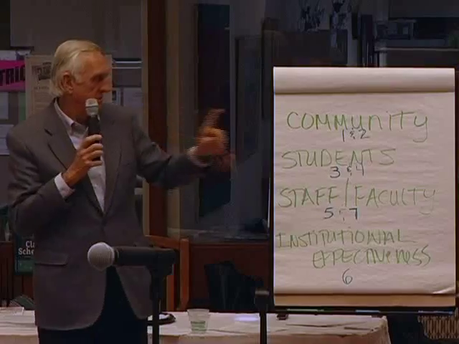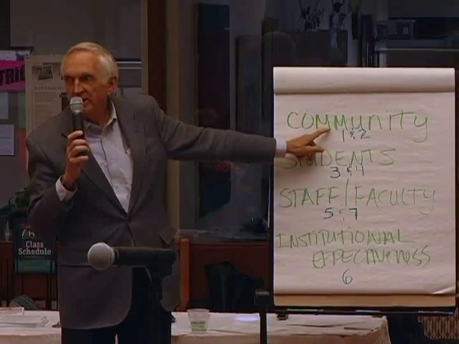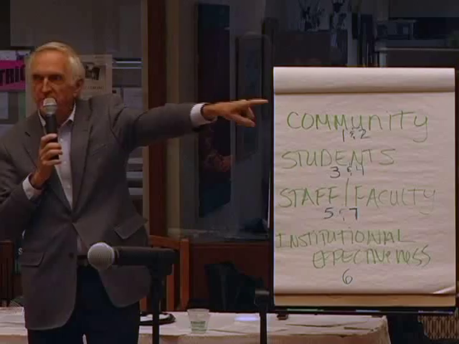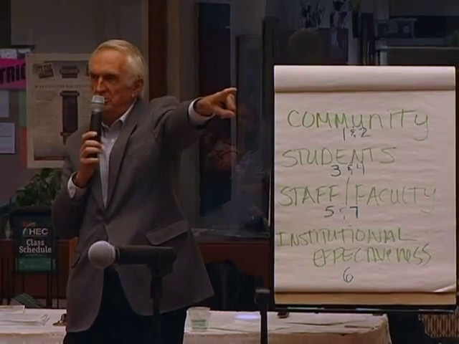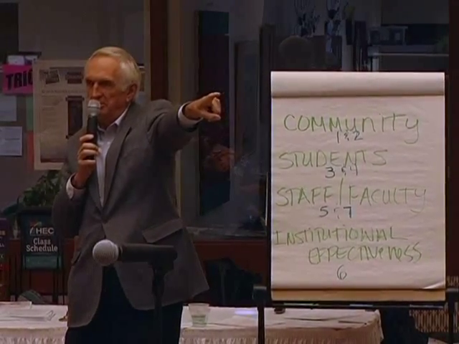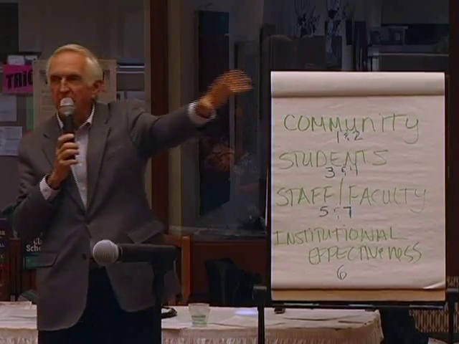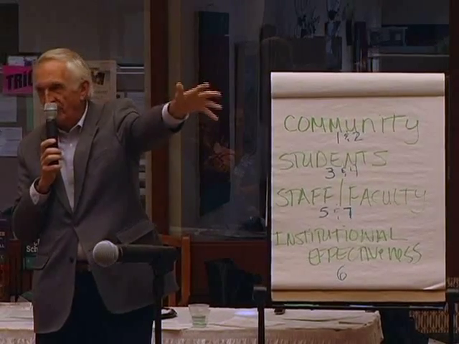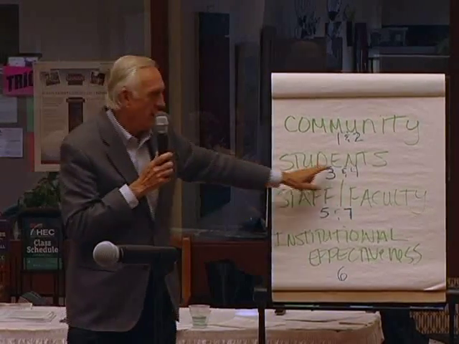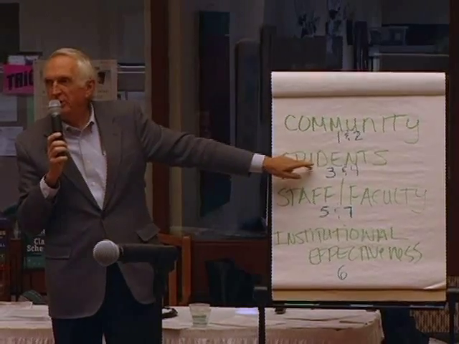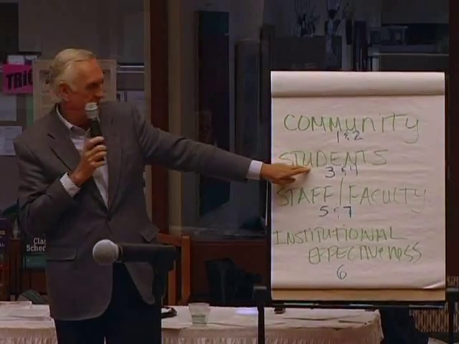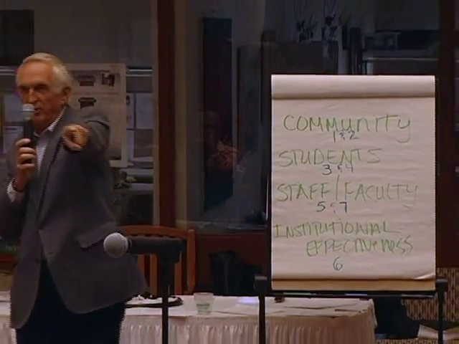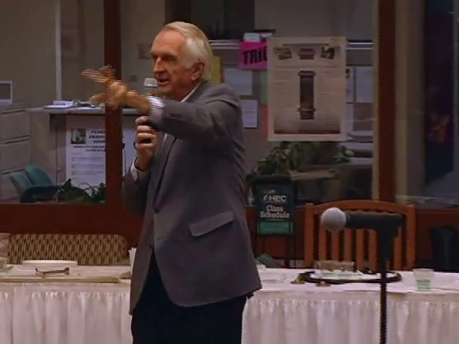The papers that have community at the top go to tables 1 and 2. Got it? And they each should have, one table should have 3 sheets and one table should have 4 sheets. Okay? The students, the sheet of paper that you have students headed on will go to table 3 and table 4. The same thing applies. One table will have 4 sheets, one table will have 3 sheets.